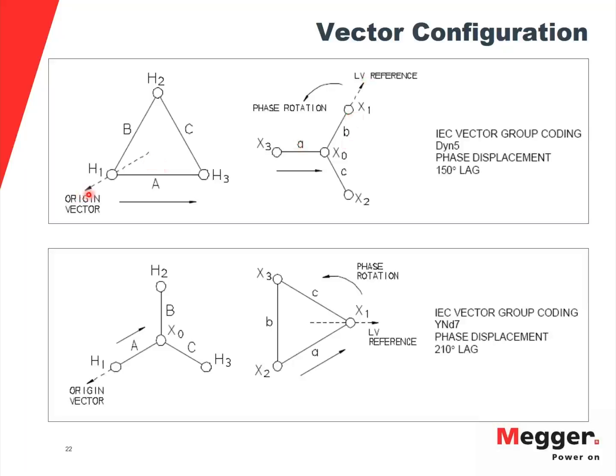And then, of course, we had the Dy. And then on the second one, it's actually now a YNd7 because now the Y is on the primary side with an accessible neutral, and then we have a delta on the secondary. And so now your origin vector, that dotted line, is going from the X0 to H1, and then a reference is from the center of the secondary to that X1 lead. And that's how we get that phase rotation on that one as well.